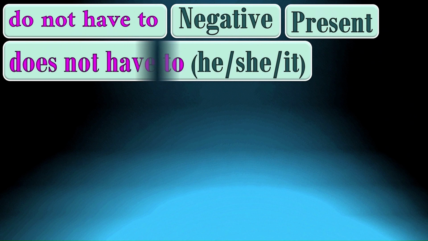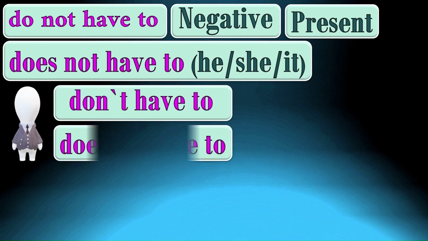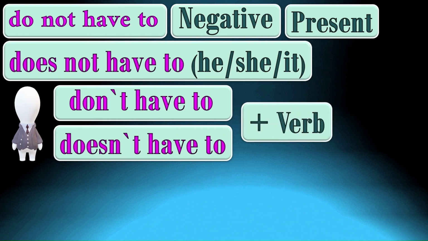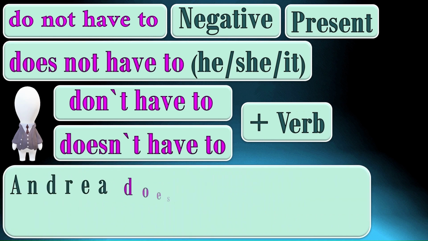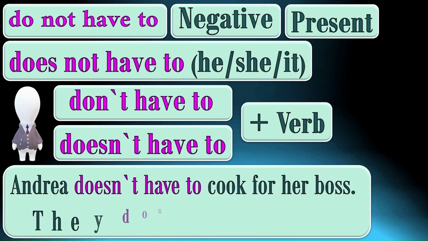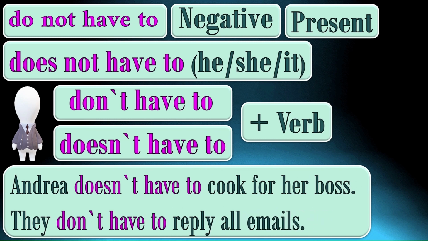Do not have to, and does not have to, are necessary to express a lack of obligation in present. They are often used as contractions. To make a sentence, we begin with a subject, add don't or doesn't have to, and a verb. Andrea doesn't have to cook for her boss. They don't have to reply to all emails.